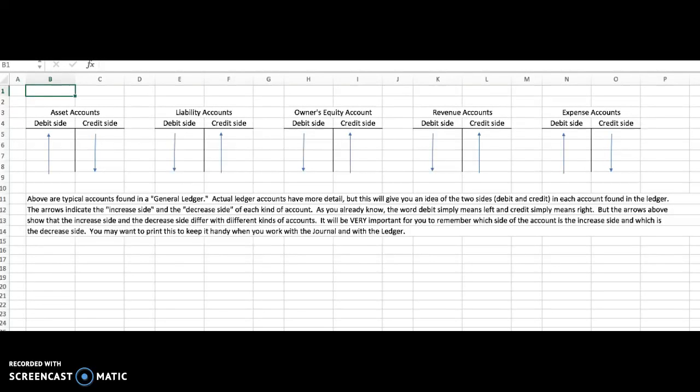Our next lesson then will show you an actual ledger, and you'll see how it actually does work, how it looks, and it'll be a little bit more defined than this skeleton look.